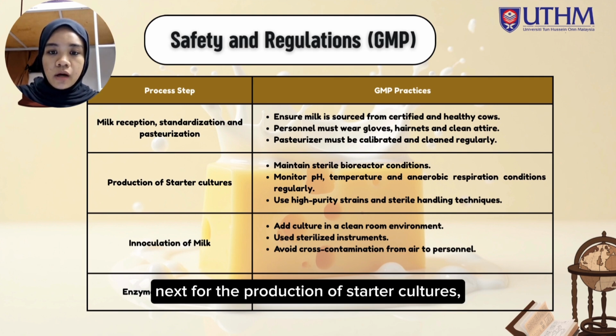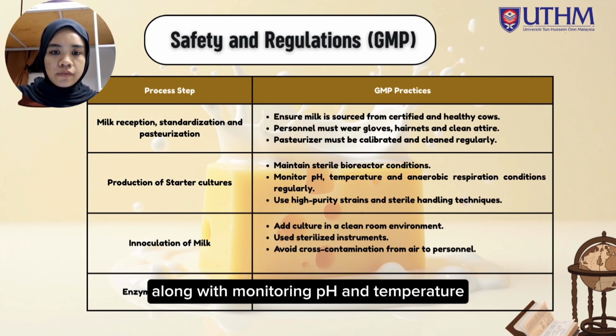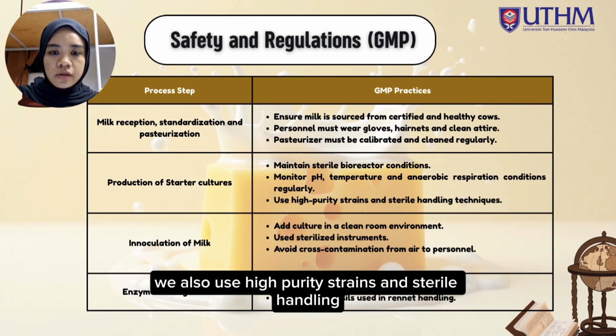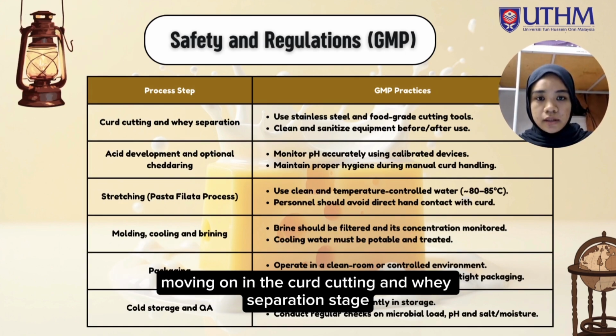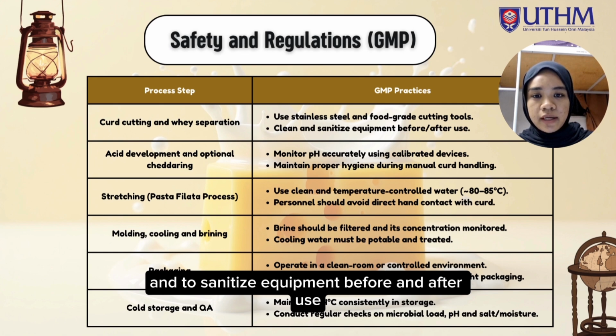Next, for the production of starter cultures, maintaining sterile bioreactor conditions is key, along with monitoring pH and temperature. We also use high purity strains and sterile handling techniques. Moving on, in the curd cutting and whey separation stage, it is vital to use stainless steel and food-grade cutting tools and to sanitize equipment before and after use.